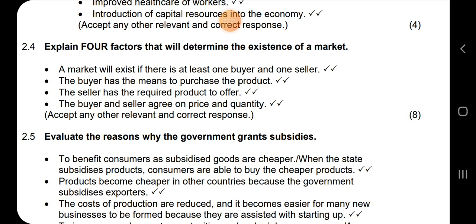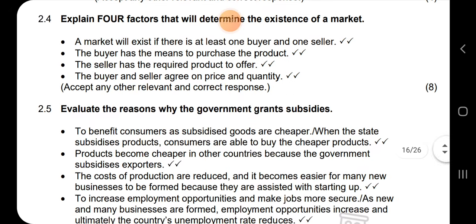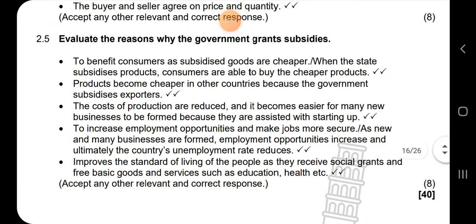The seller must have products to offer the buyer who has means to buy. The buyer and seller agree on price and quantity. So any other relevant answer as well. How can you say a market exists? Factors that determine that a market exists.